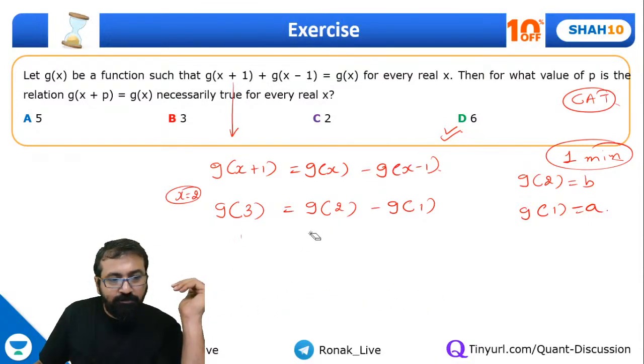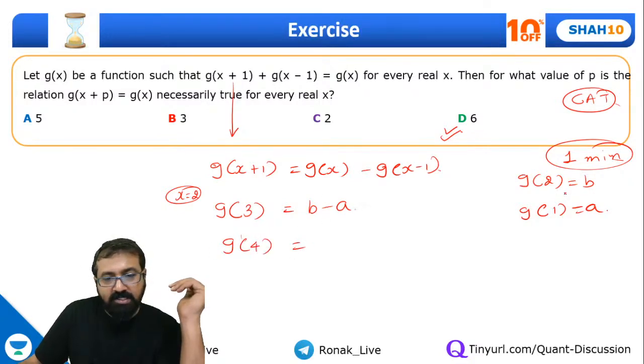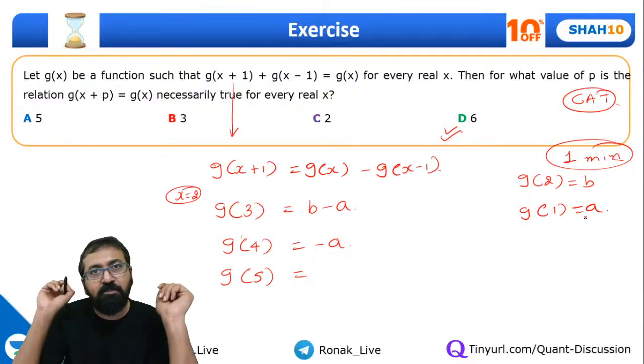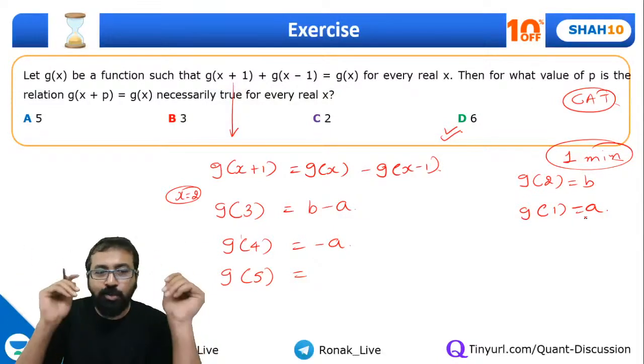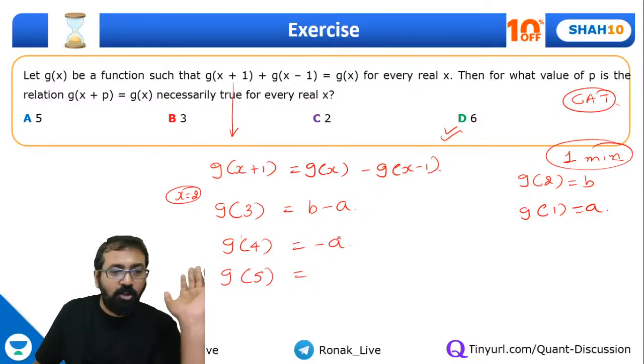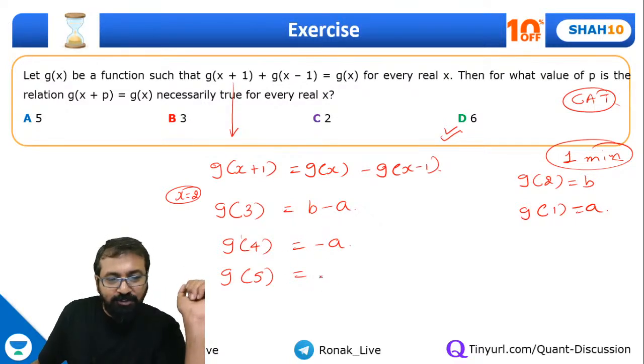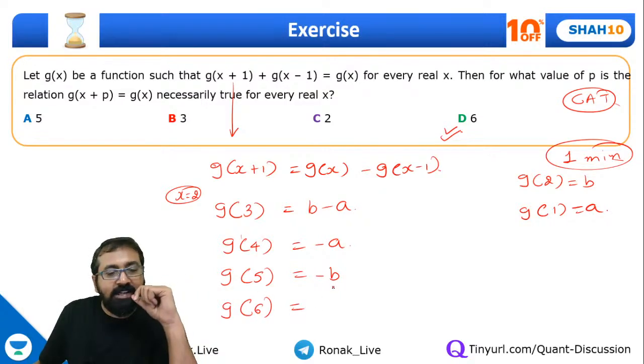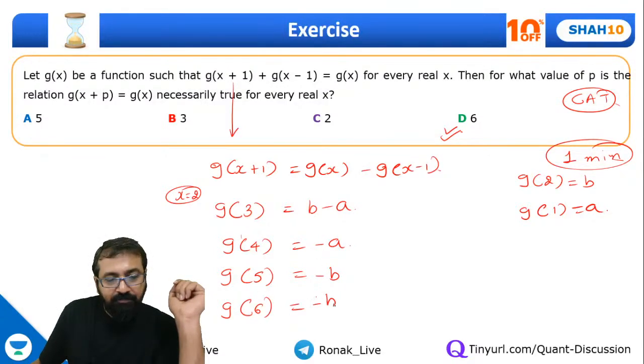Okay guys, let's once again do it. Can I say g of 3 will be equal to b minus a, then g of 4 will be equal to b minus a minus b, so it will be minus a. G of 5 is going to be the same. In the previous question also there was a difference of 6. Here also it's going to be a difference of 6, but still it's my duty to solve the complete question, so we will solve it without any worry. So g of 5 is g of 4 minus g of 3, so this will come out to be minus b. Then g of 6 will be equal to minus b plus a.